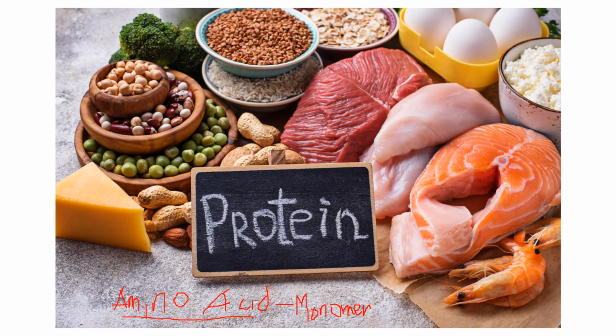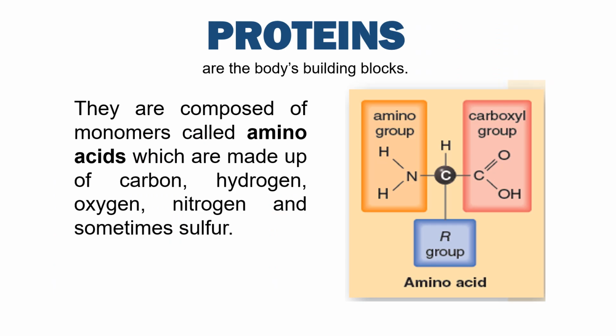Again, this slide shows that proteins are the building blocks of our body and are composed of amino acids, as I discussed earlier, which are made up of carbon, hydrogen, oxygen, nitrogen, and sometimes sulfur. Here is a figure showing the structural components of proteins: the amino group, the carboxyl group, and the R group. This can be tackled in your Bio 2 next year.